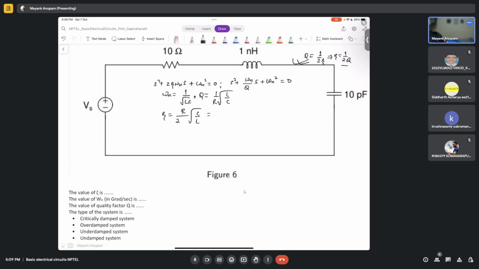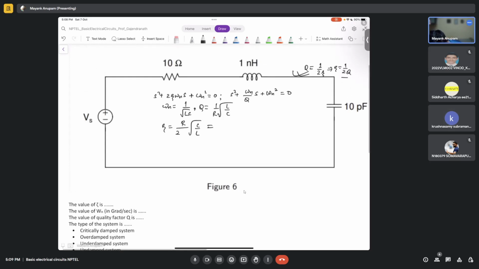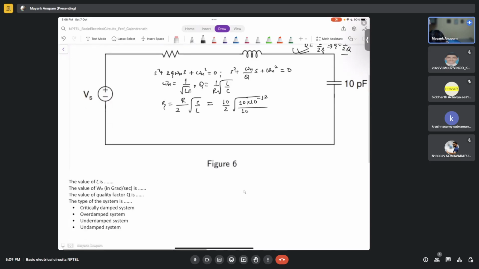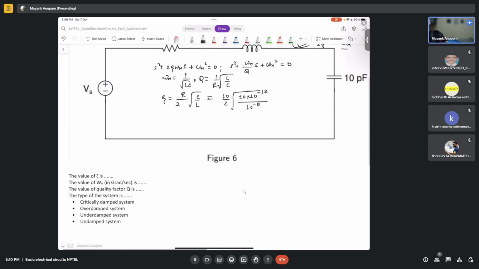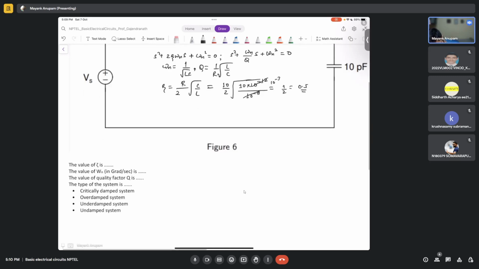Tell me, for this particular question, what is zeta? R is 10, so 10 upon 2, root over C is what? C is 10 picofarad. L is 1 nanohenry. It's minus 3, right? 10 to the power minus 2, so it will become 10 to the power minus 1, so it is 1 over 2, 0.5. So it is actually 0.5.